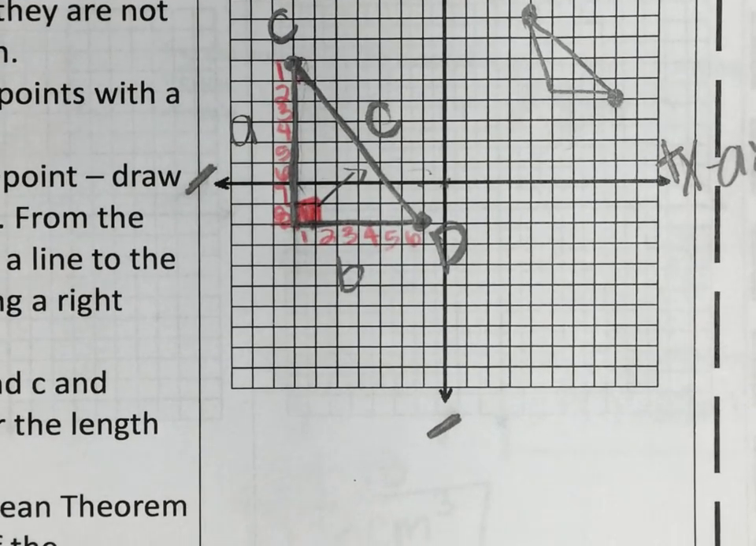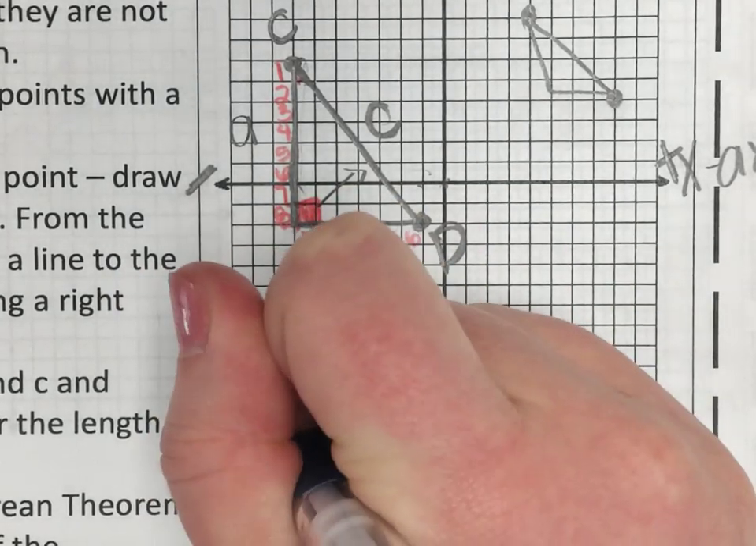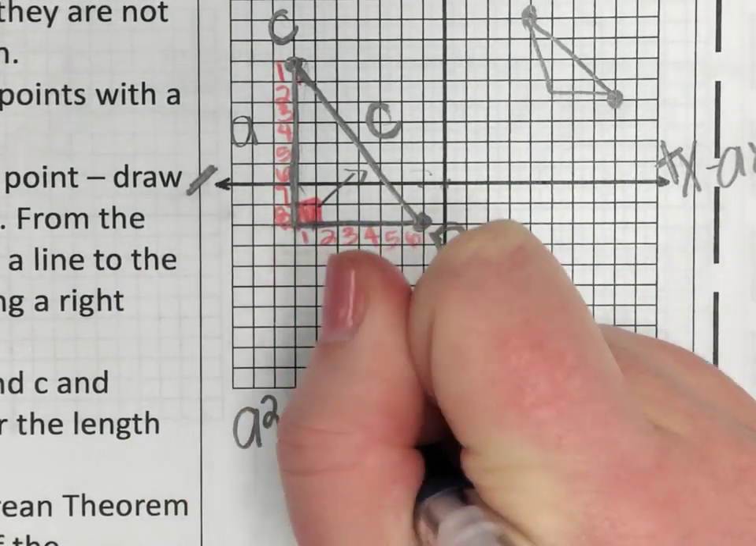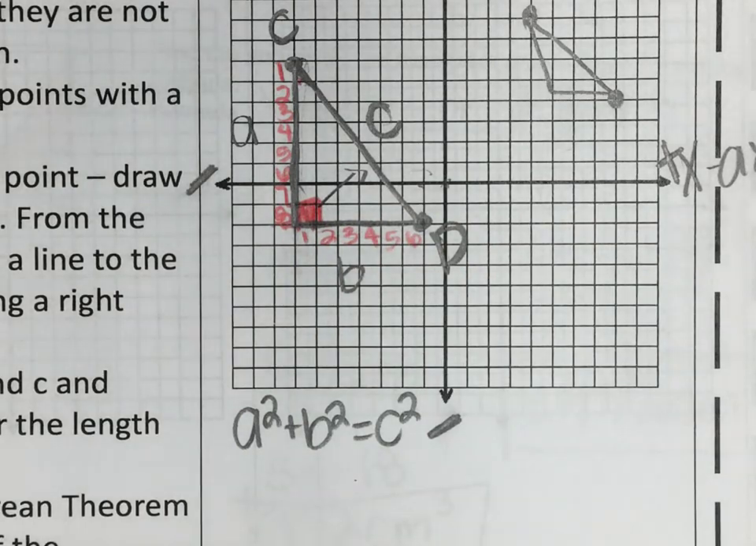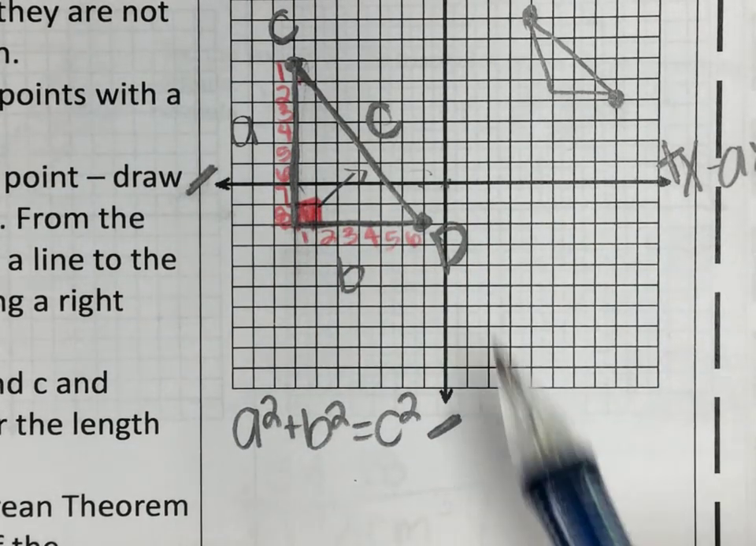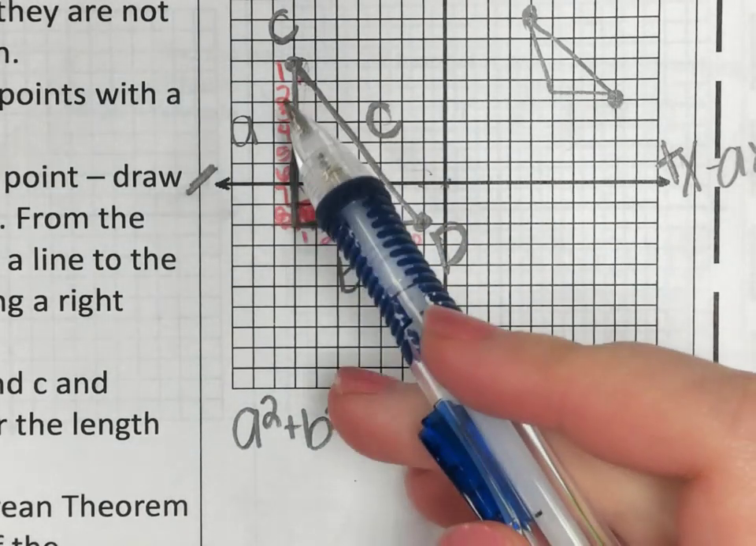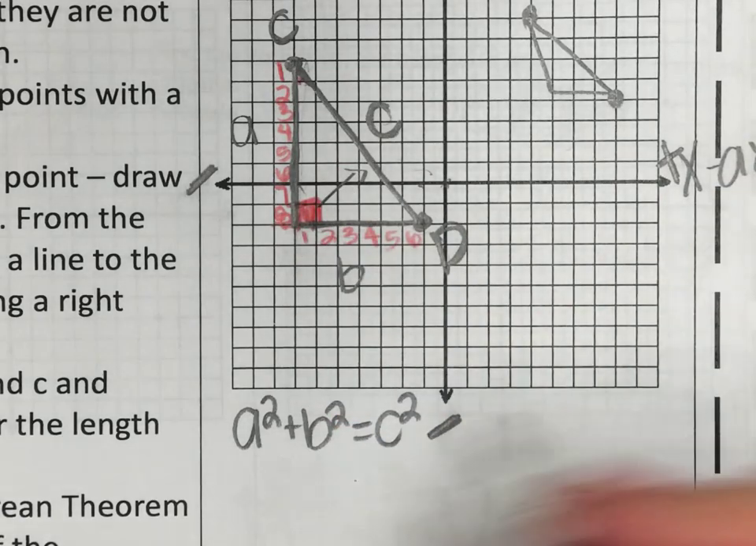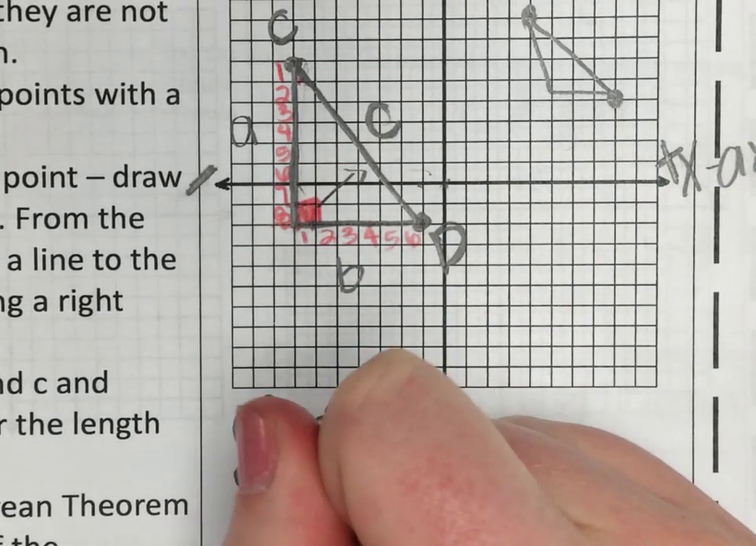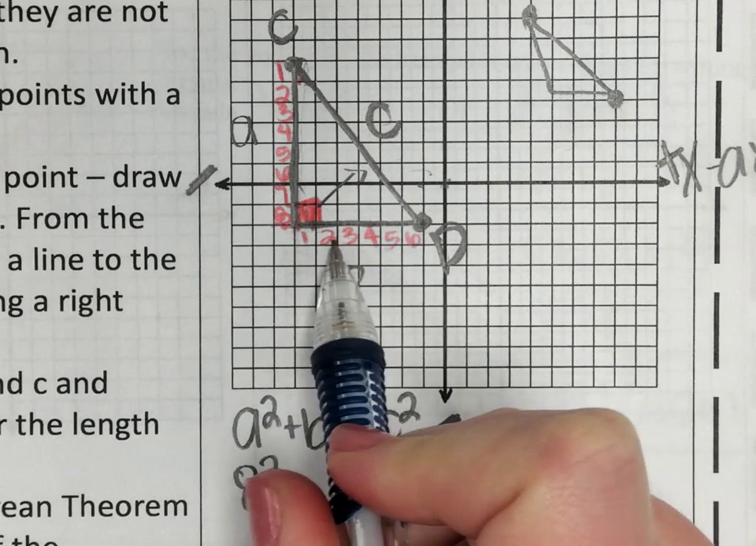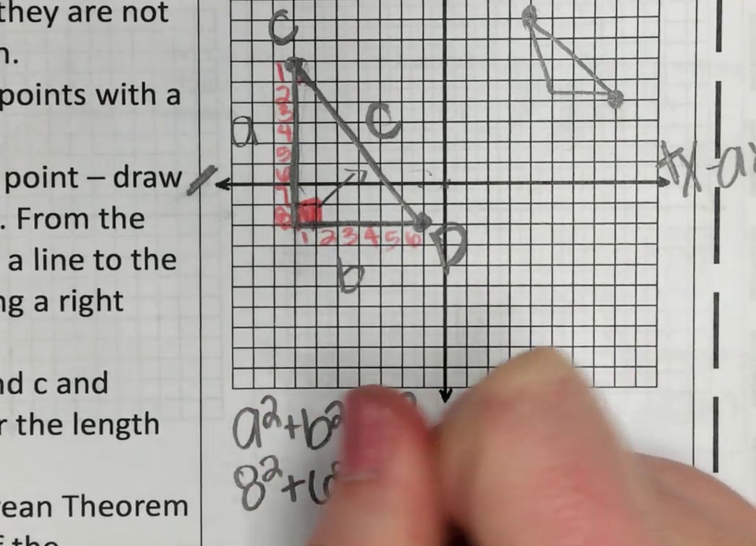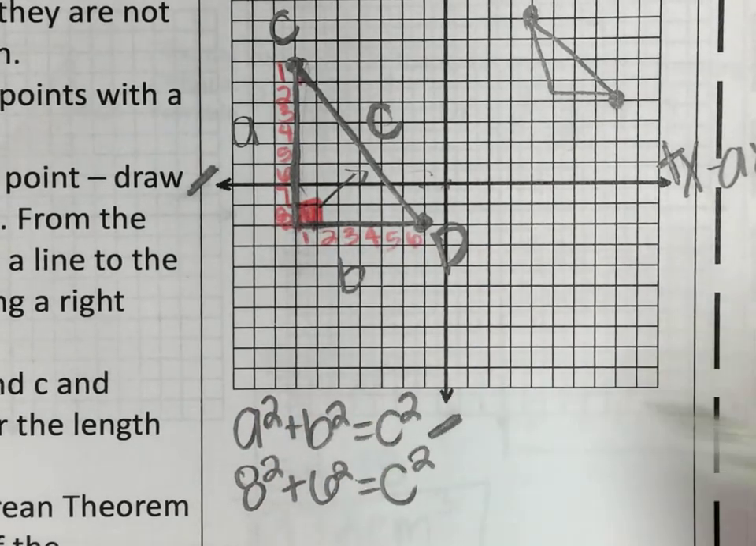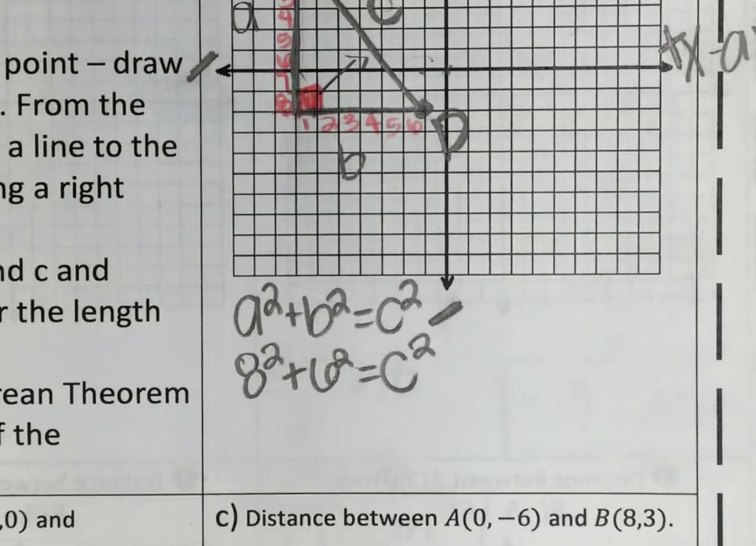Okay. All right, guys, what's our formula? A squared plus B squared equals C squared. Very good. Lowercase, not capital. A is what number? 8. Well, I chose 8, so 8 squared plus B is what length? 6 squared. And I don't know what C is, so I'm going to leave it as C squared.